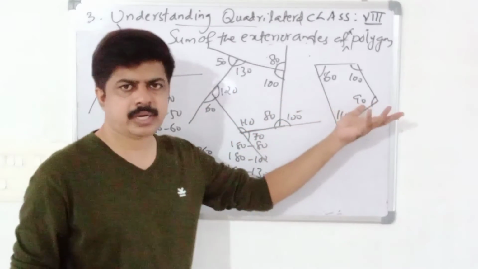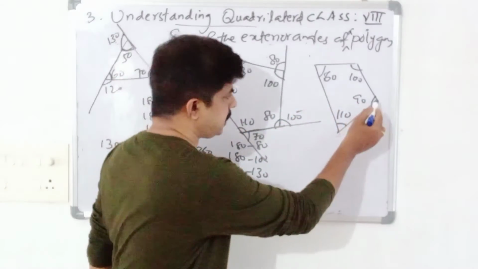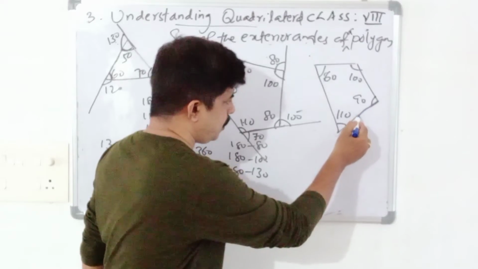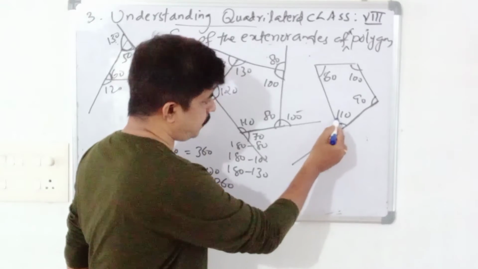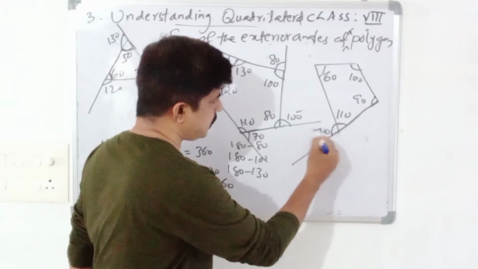Now let us try with the quadrilateral. Quadrilateral, sum of the exterior angles. Each side should be produced to form a linear pair. These two angles are a linear pair. Therefore, 180 minus 110, 70.